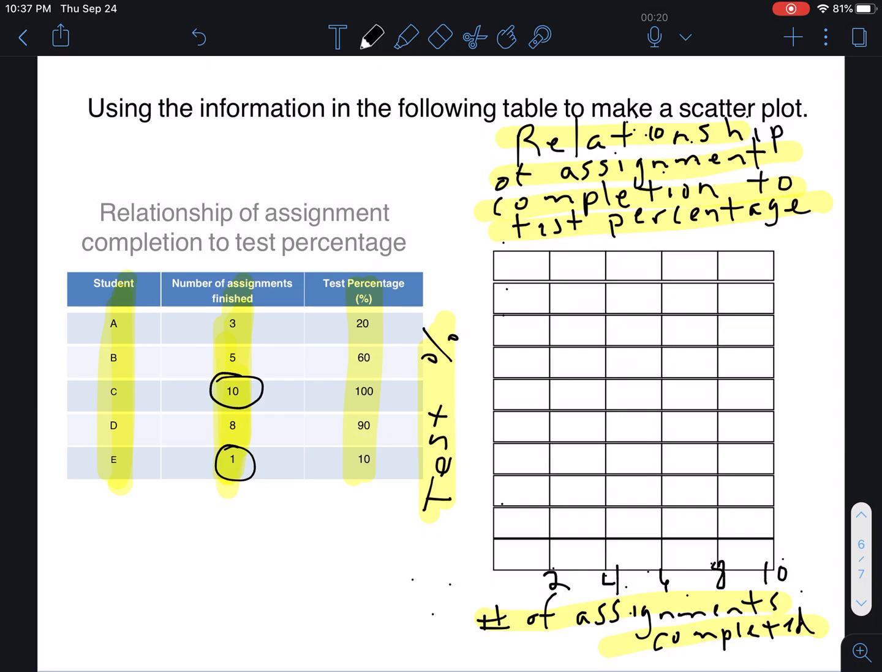And then our test percentage scores, our lowest percent is 10 and our highest percent is 100. So we have to have at least room for 90%. And we've got 1, 2, 3, 4, 5, 6, 7, 8, 9, 10. So it looks like each line is going to represent 10%. And again, I'm not going to write 10% for each line. I'm just going to put 20, 40, 60, 80, and 100%.